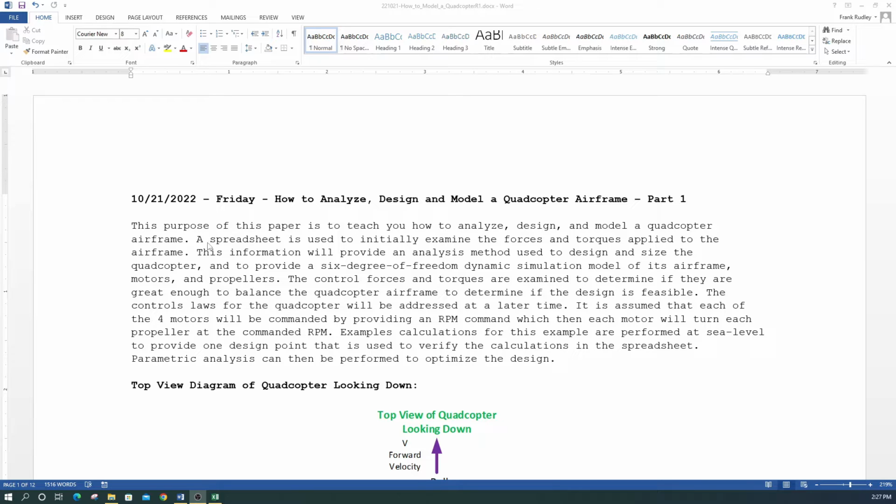So in this video, in this lesson, a spreadsheet is used. We use a spreadsheet to examine the forces and torques applied to the airframe. This is the method we're going to use to determine if it's a feasible design, and it also allows us to provide a 6-degree of freedom dynamic simulation of the airframe, motors, and propellers.